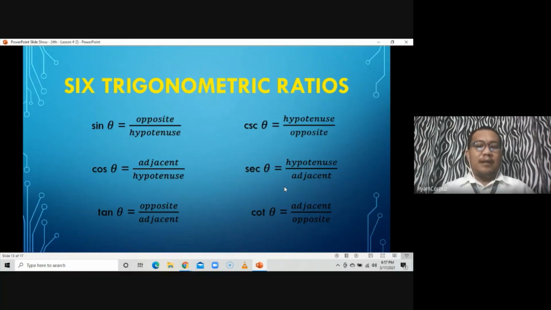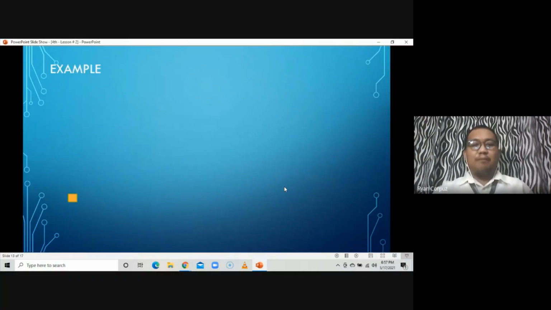Now, let's make use of these trigonometric ratios in solving an example. So let's have an example here.